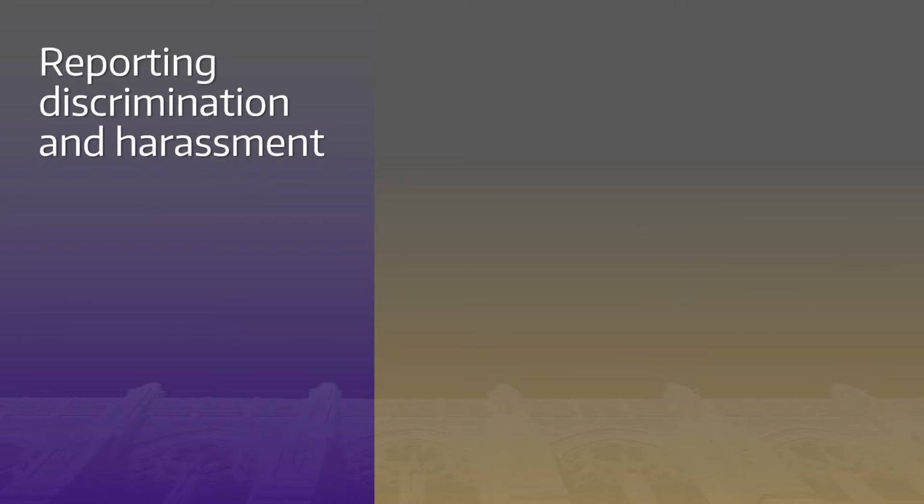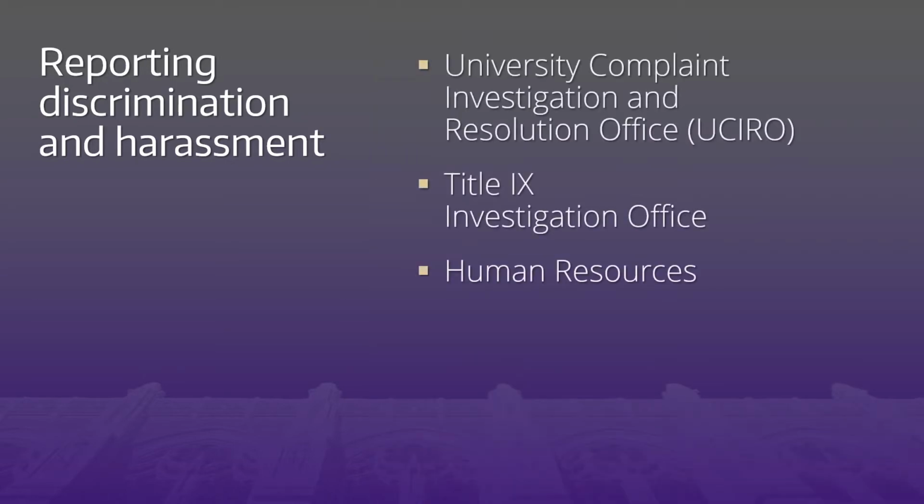When employees or students have experienced sex discrimination or sexual harassment, the university encourages reporting so that it can respond. There are offices dedicated to receiving reports and investigating allegations of discrimination and harassment. These are the University Complaint Investigation and Resolution Office, often referred to as UCIRO, and the Title IX Investigation Office. Reports can also be made to local or central human resources offices.